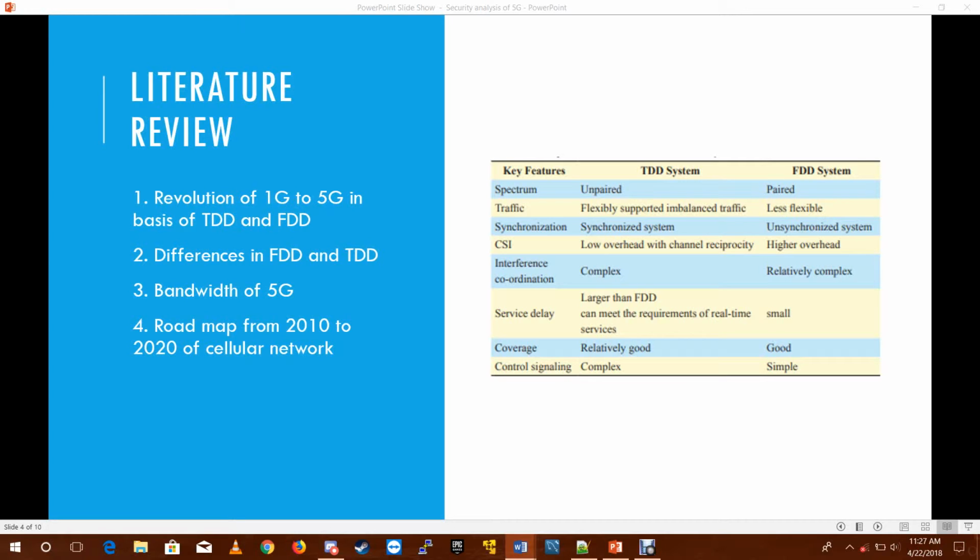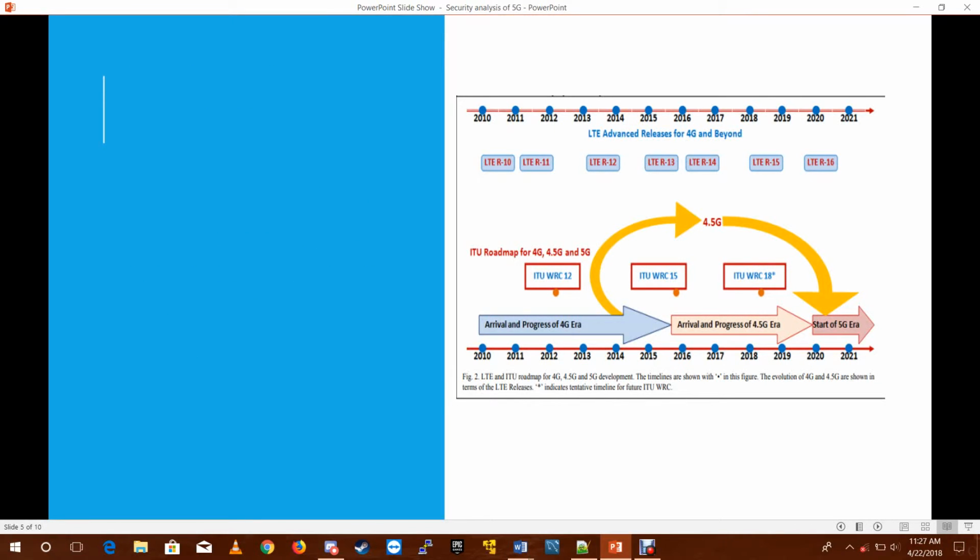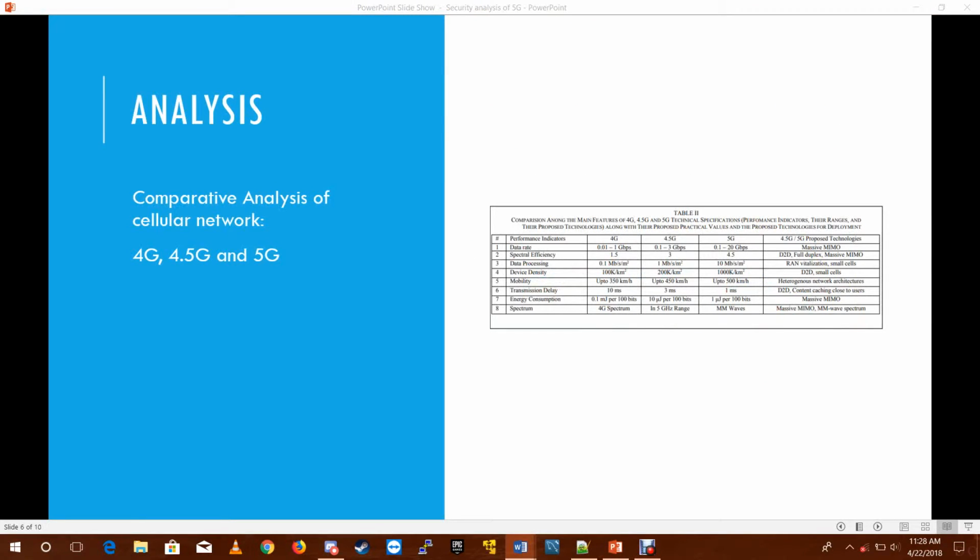Moving to the next, this is the roadmap that I mentioned. It shows the development of cellular networks from 2010 to 2021. Moving on, this is the analysis as I have already said. This is the comparative analysis from 4G to 5G, and also the hybrid of 4G, 4.5G and 5G.